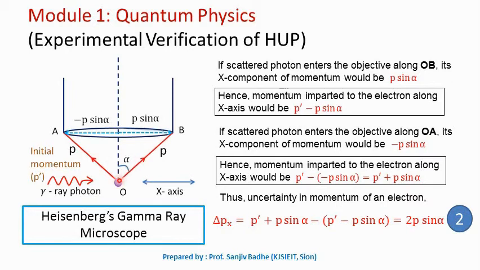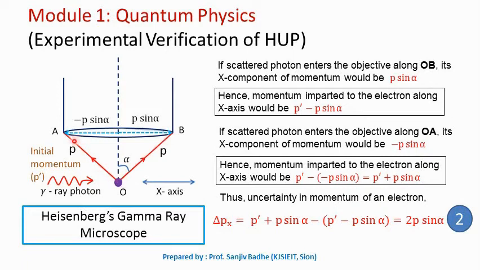If the gamma ray photon enters along the direction OB, then the momentum of the gamma ray photon will become p after the collision, and therefore the x component of the momentum of the gamma ray photon will be p sin alpha. So if p sin alpha is the momentum of the gamma ray photon along the x direction, then the momentum imparted to the electron along the x direction would be the initial momentum p dash minus p sin alpha. This will be the momentum imparted to the electron along the x direction if the gamma ray photon enters along the direction OB.